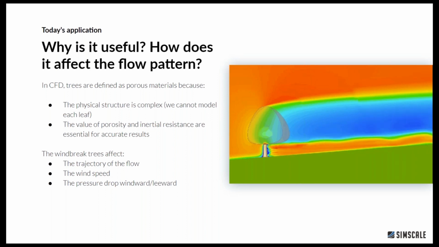It would be very difficult, for example, to model the tree with individual branches, individual leaves. So we have to make this approach of over a certain volume, there is a certain value of porosity and inertial resistance to the flow. So this is very important to really predict how the wind is going to behave when it goes through and past these trees, because obviously the effect, the flow pattern, not only one tree but a range of trees.